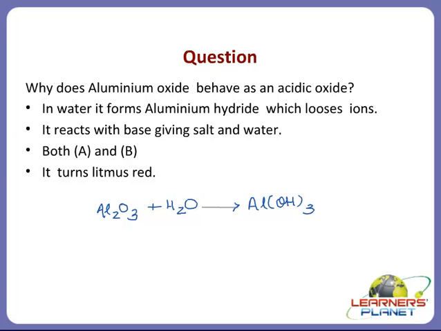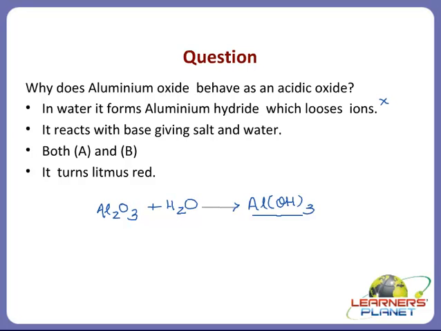Now, is it an acidic oxide? What is it forming with water? It is forming aluminium hydroxide. It means that it is a base. So this option is wrong. Now let's take up the next option. It reacts with a base giving salt and water. Let's see its reaction with a base.